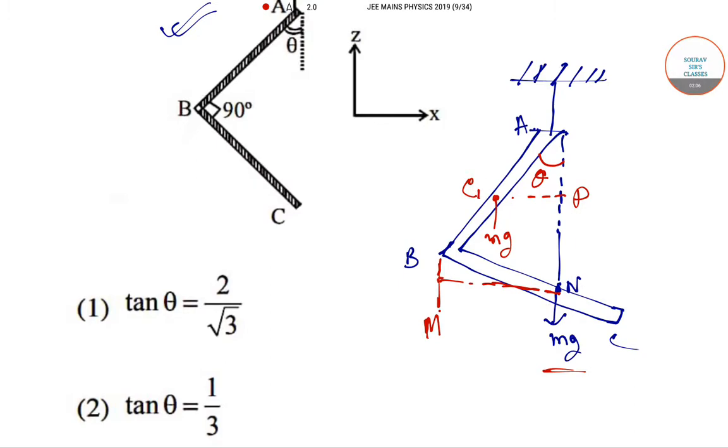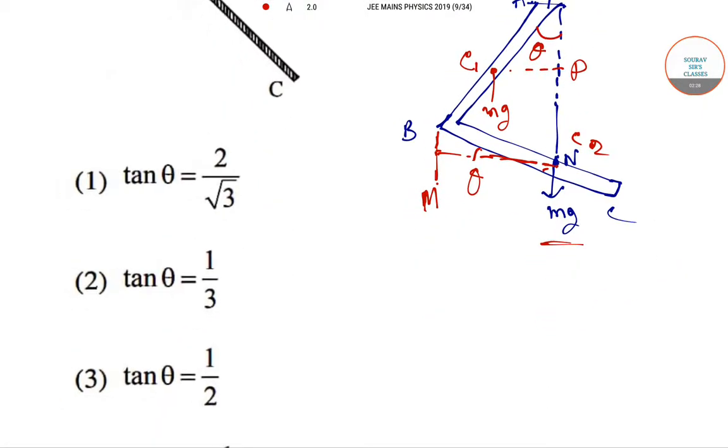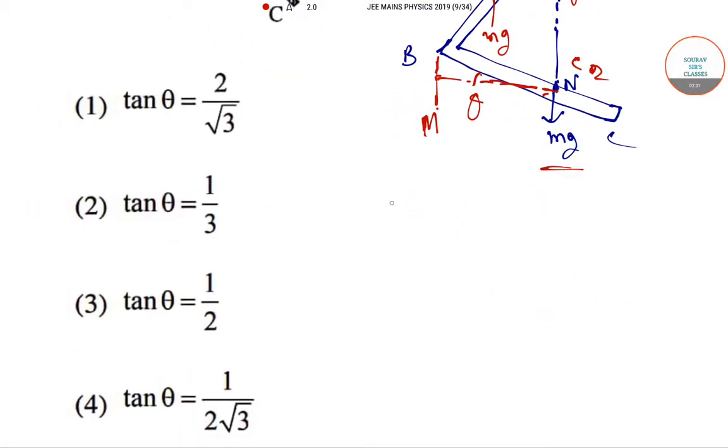Here suppose this is C1, and this point, the mass point, is C2. Here the angle is also theta, this angle is also theta, and this mass point is also here. This is C1 and this is C2. So let the mass of one rod be M.